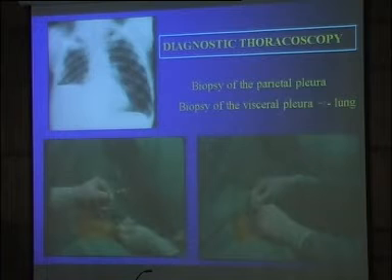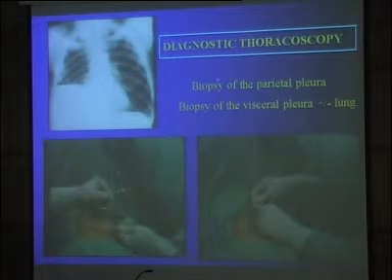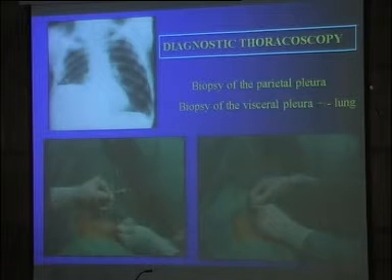What about the indication of this procedure? Of course, the main indication is diagnostic thoracoscopy for the management of pleural effusion at the beginning. The aim of the procedure is to sample the parietal pleura and sample the visceral pleura and/or the lung.